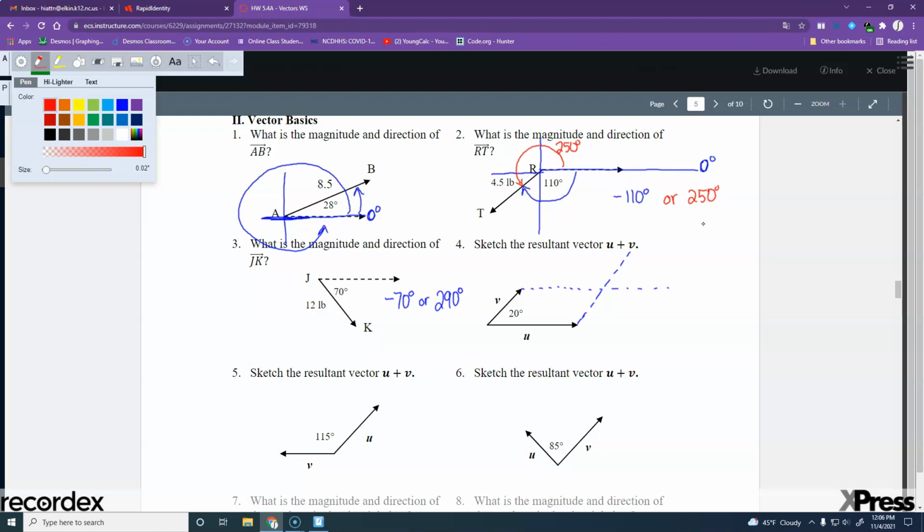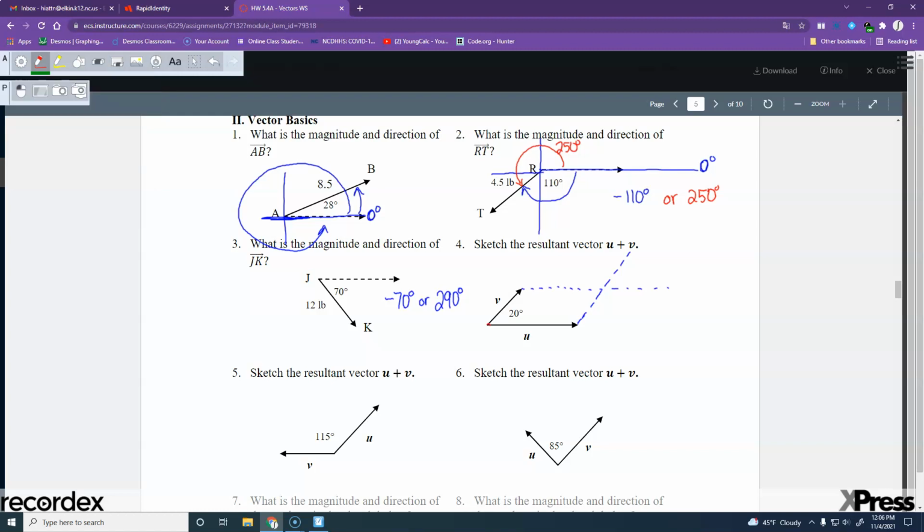So the resultant vector is going to go from that common endpoint right here across to the other corner of the parallelogram. So that would be my resultant vector.